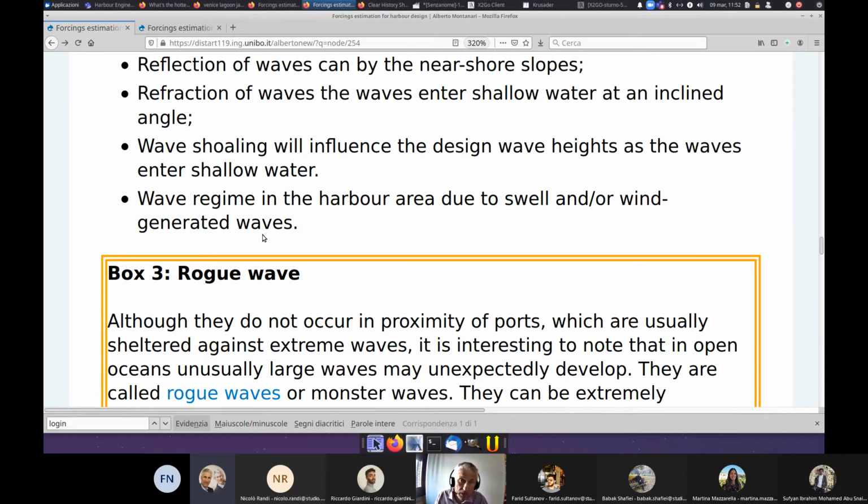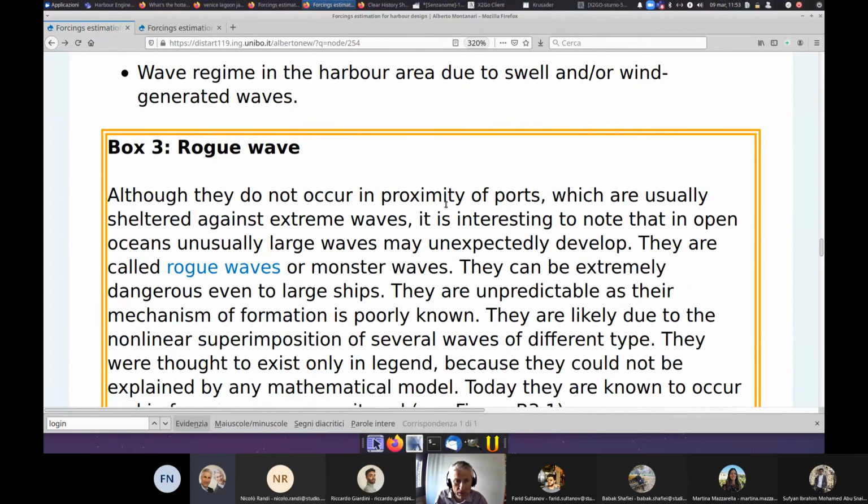It may be direct observations through staffs. It may be also observations collected through a camera. Here you see a box that is something that I placed there, not because it's interesting for ports. I think this is something that is really interesting as general knowledge, and it is related to what is a monster wave or rogue wave.